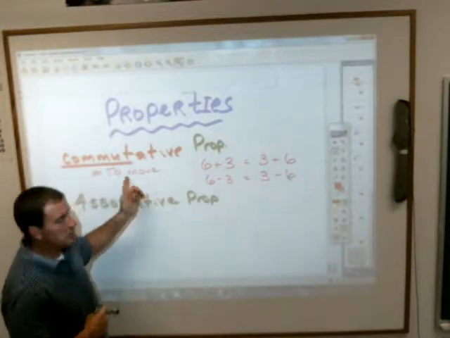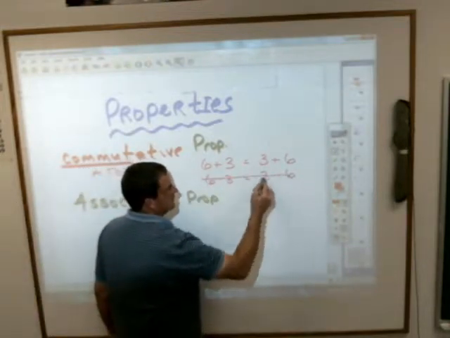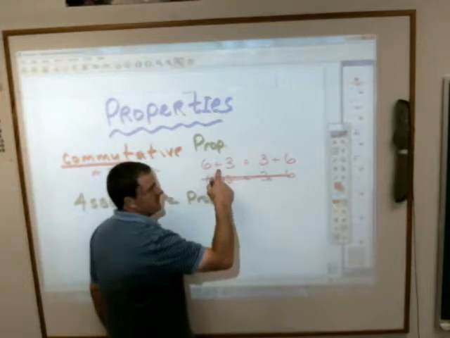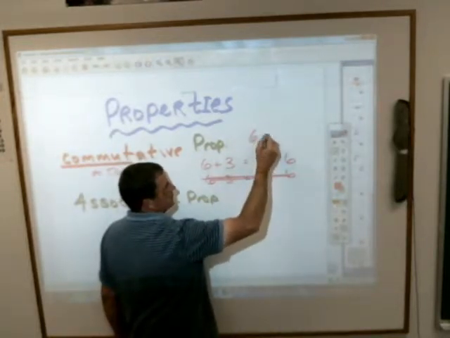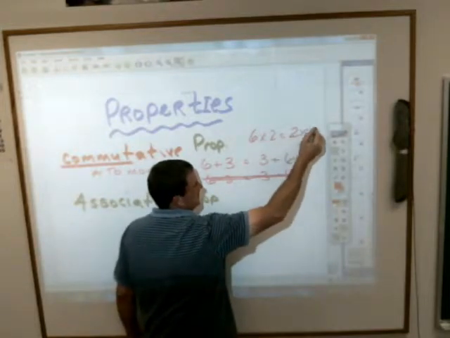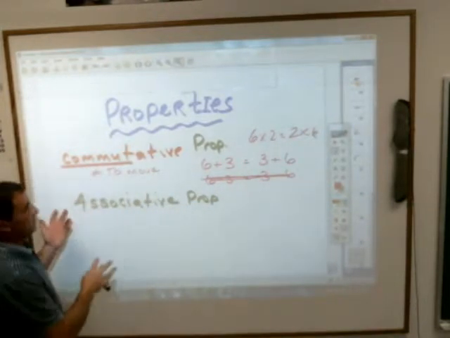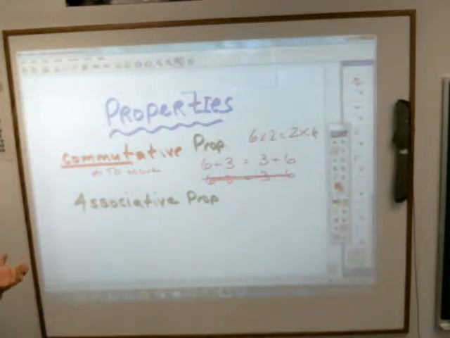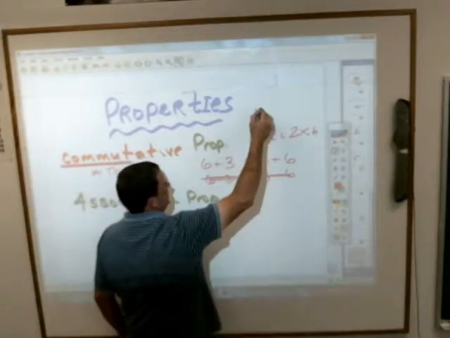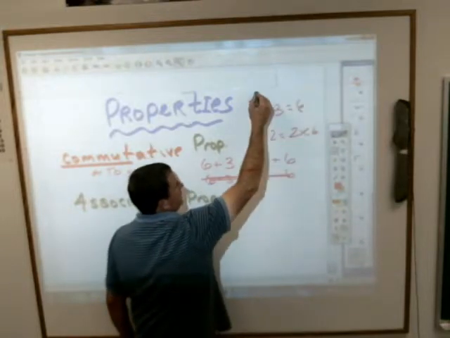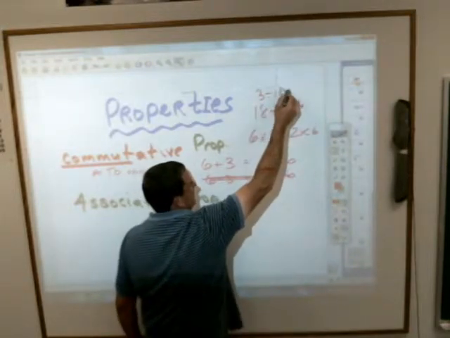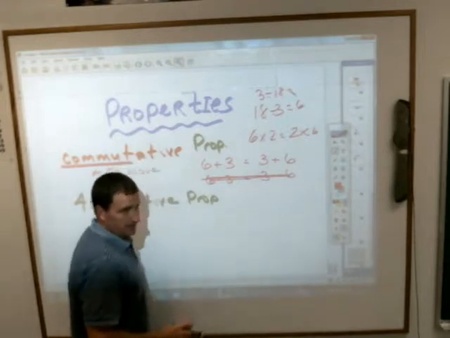Okay? The commutative property only works with addition and multiplication because 6 times 2 is the same thing as 2 times 6. So you have the commutative property of addition and multiplication, but it doesn't work with subtraction, nor does it work with division, because 18 divided by 3, which is 6, is not the same thing as 3 divided by 18. By the way, what is 3 divided by 18?